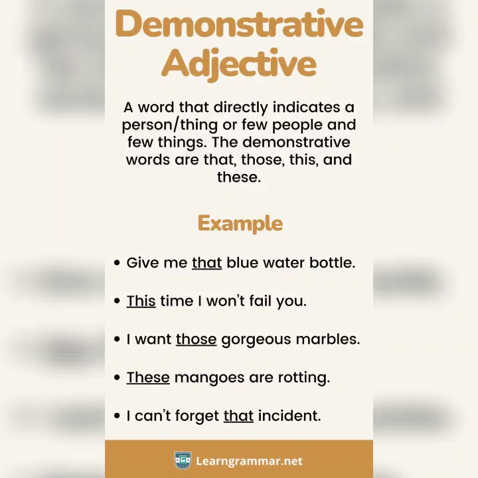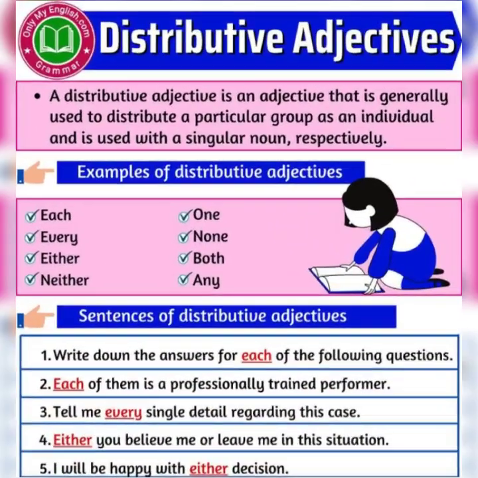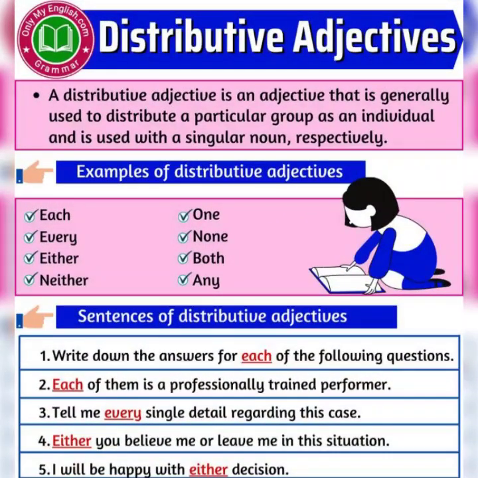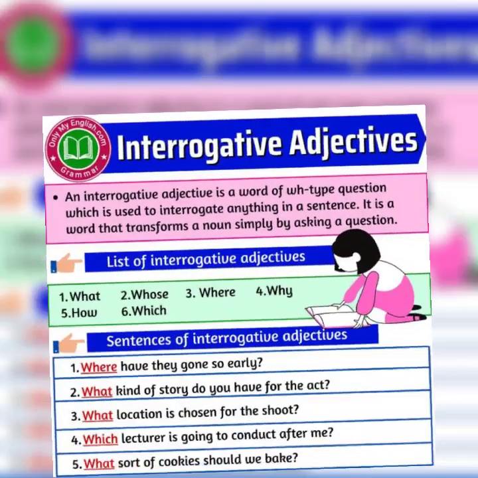Demonstrative adjective. A word that directly indicates a person, thing, or a few people and a few things. For example, give me that blue water bottle. Distributive adjective. A distributive adjective is an adjective that is generally used to refer to a particular group member as an individual, as it is used with a singular noun. For example, tell me every single detail regarding this case.